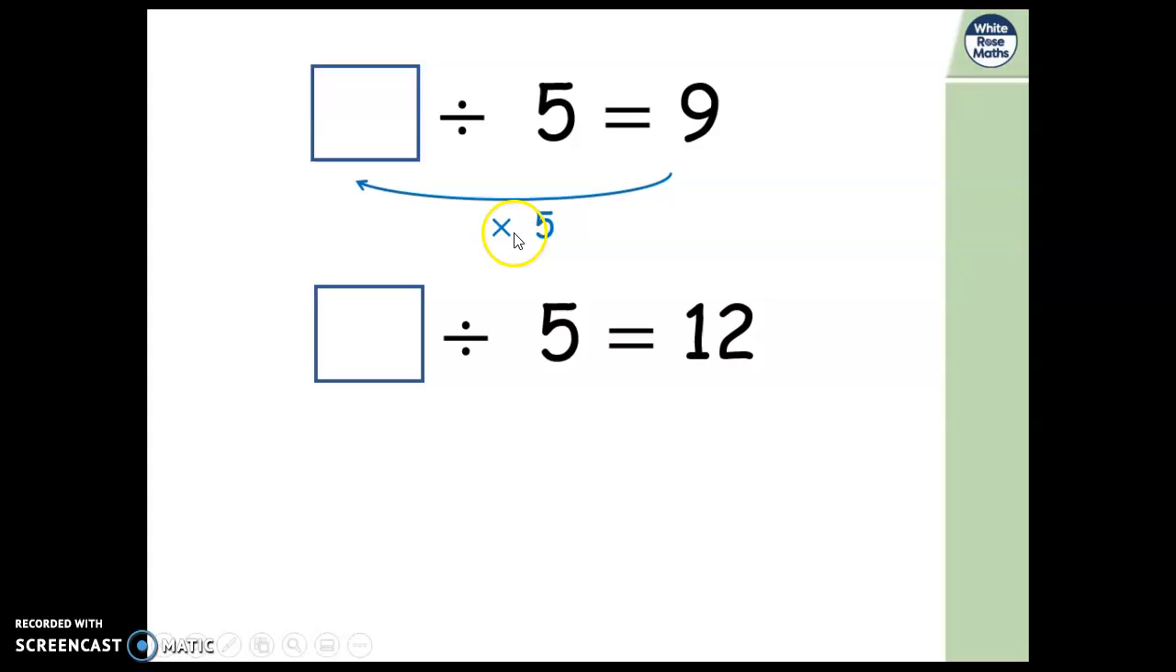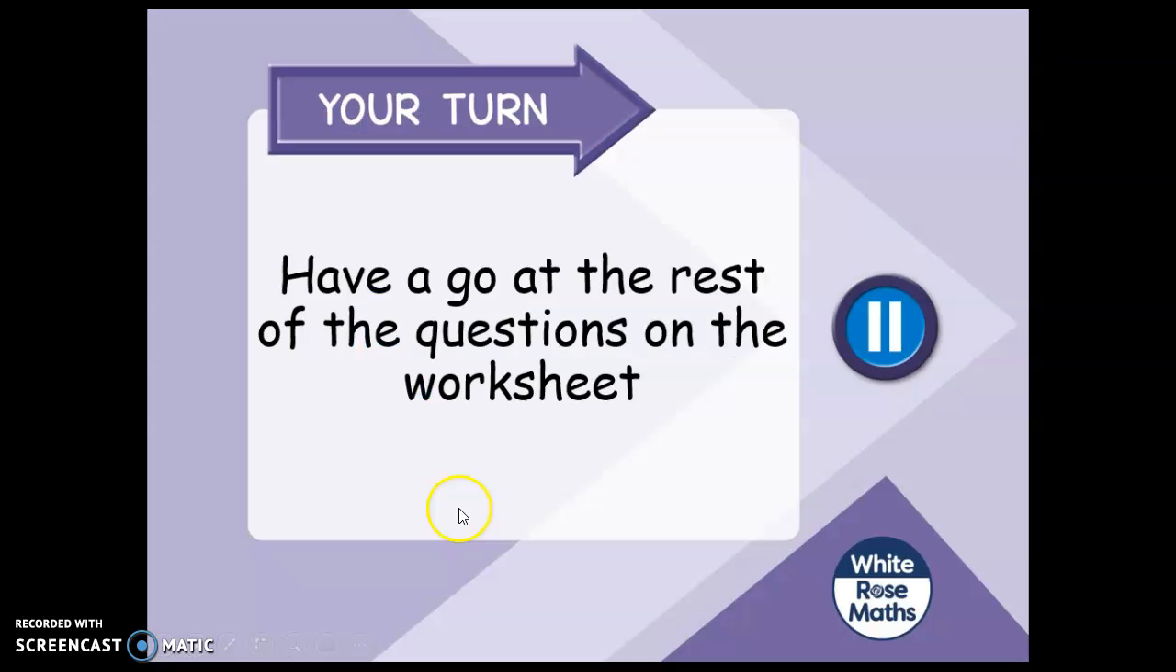So 9 times 5 is 45. 12 times 5 is 60. Have a go at the rest of the questions on the worksheet.